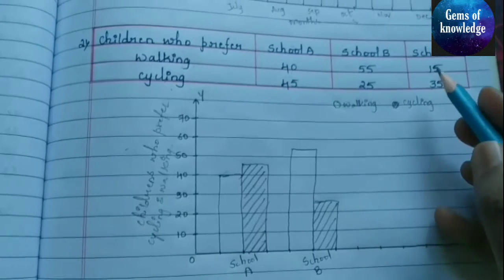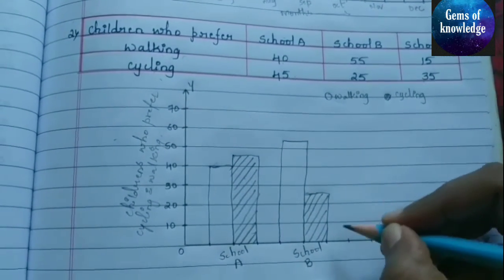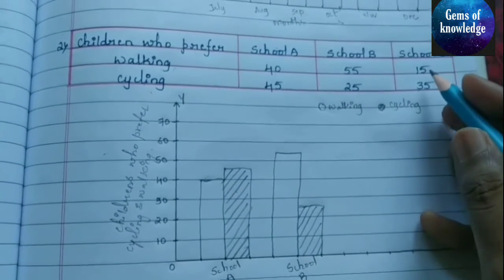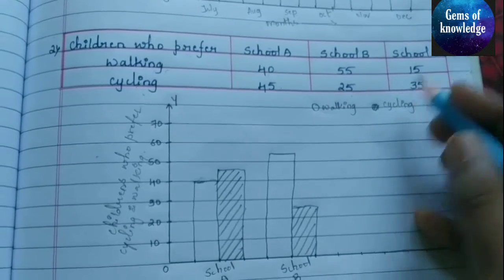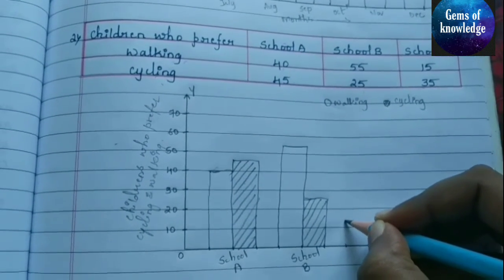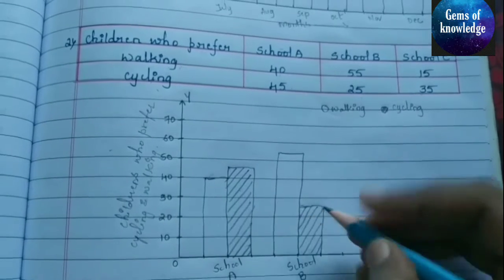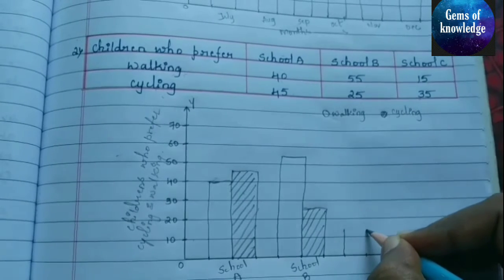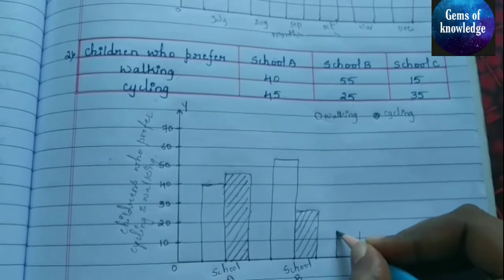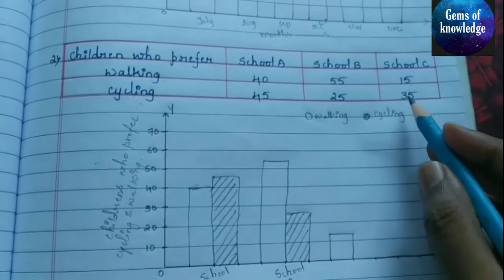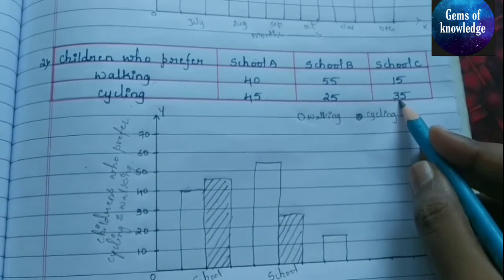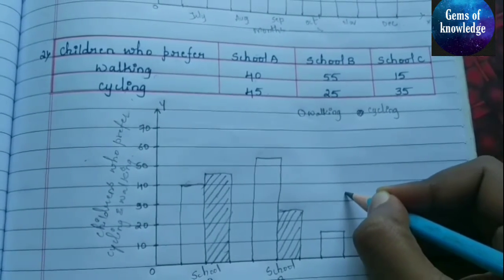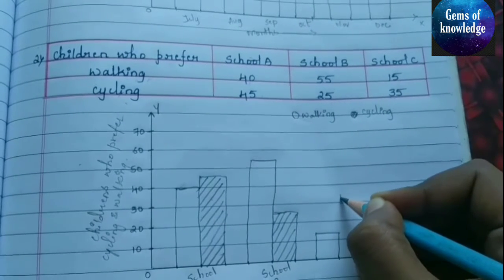Next, similarly we have to do for school C. Again we leave one more centimeter here and start here. In school C, walking is preferred by 15 students. So 15 comes between 10 and 20, in the center. Then cycling is preferred by 35 students in school C. So 35 again comes between 30 and 40.